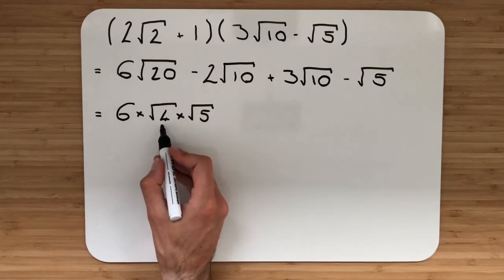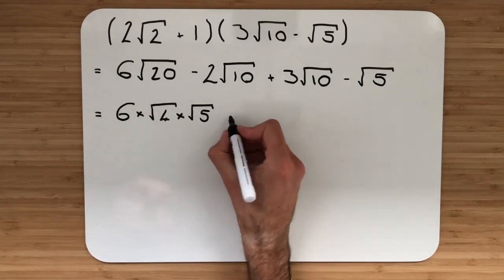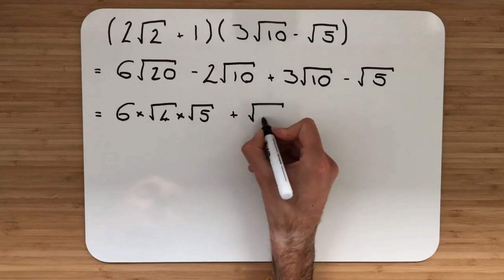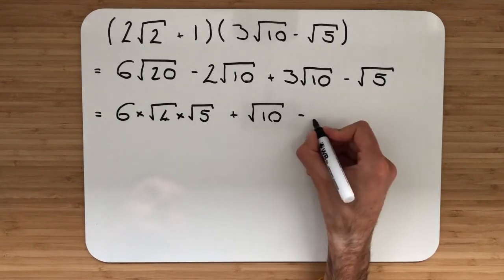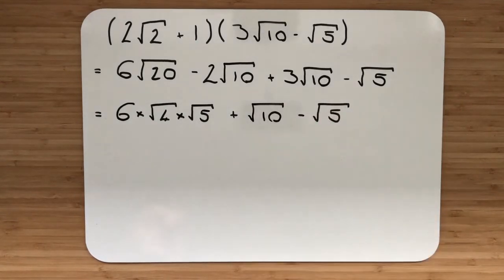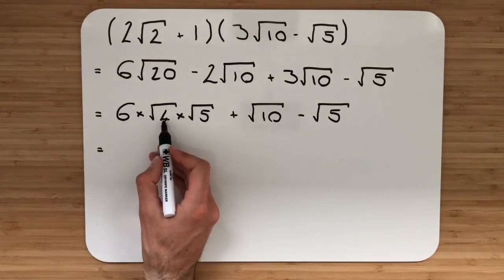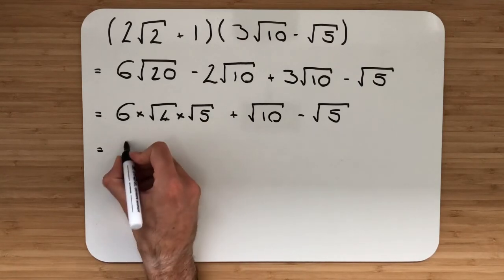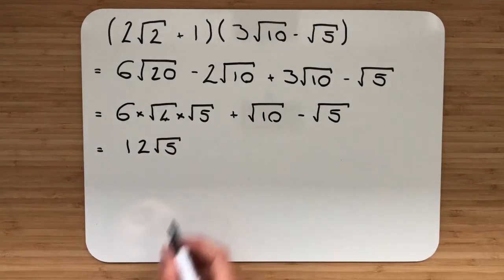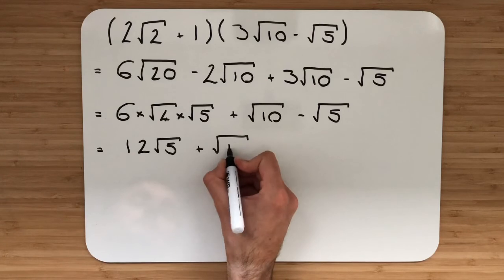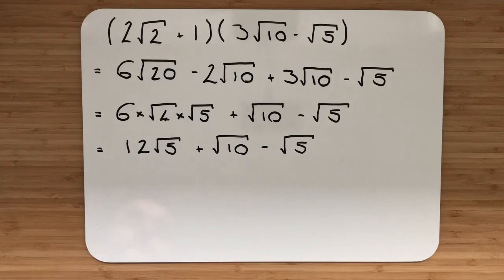Remember, put the square number first of all, it just makes your life easier. Negative 2 root 10, add 3 root 10 will give you positive root 10. I could have put a number 1 there, but I don't need to. And then we're subtracting root 5. Right, we're almost there. The square root of 4 is 2, which I will multiply by that 6 to give me 12 root 5. I'm adding root 10 and then subtracting root 5.